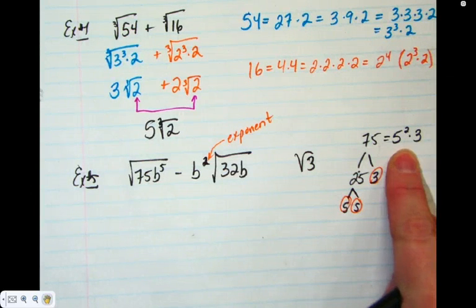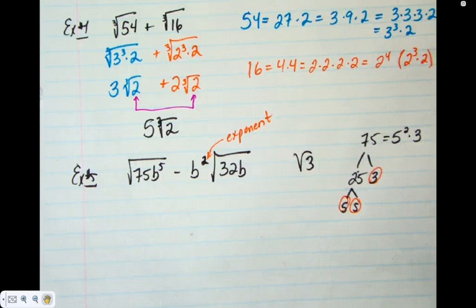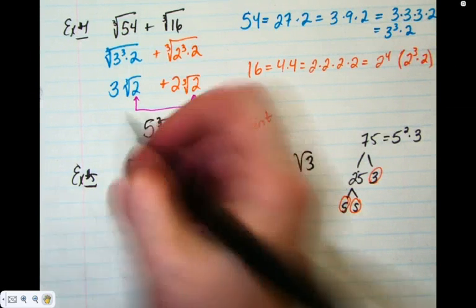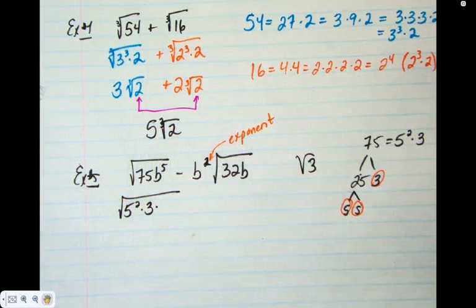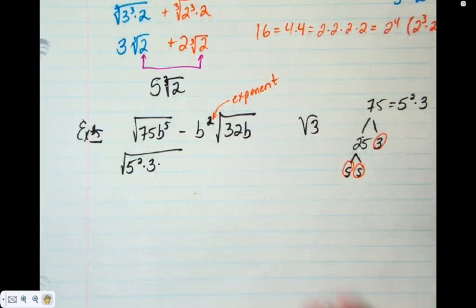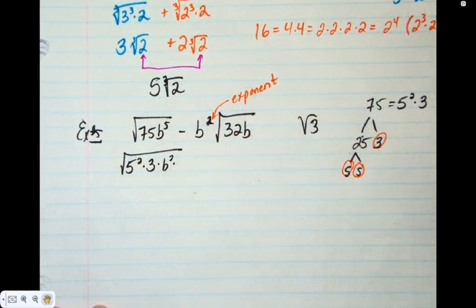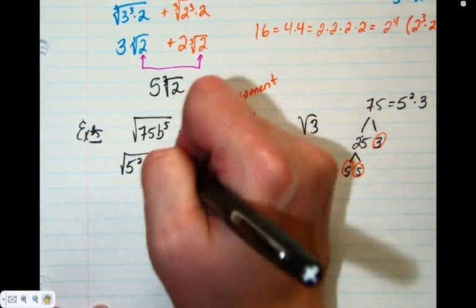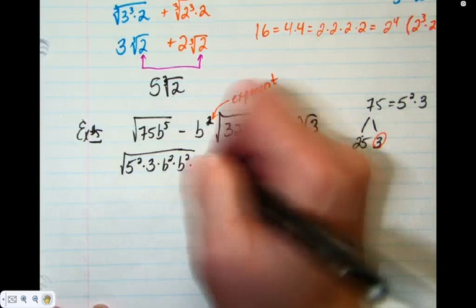So if your brain can automatically go to 5 squared times 3, great. You don't need to show the work. If you want to show the tree, show it. There's nothing wrong with that. So I'm going to split this 75 into a 5 squared and a 3. What am I going to do with that b to the 5? Yep, so a b squared and a b squared and a b.